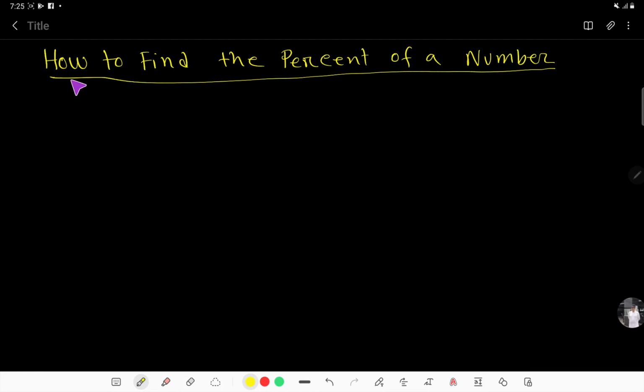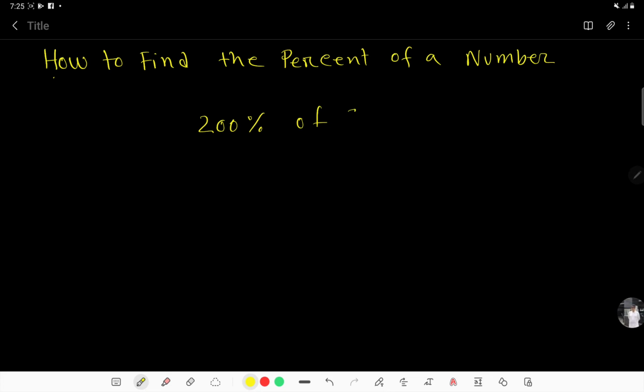From this video, you will learn how to find the percent of a number. Let's say you have to find out 200% of 35. So how to solve this problem? 35 is a number and you have to find the percentage, 200% of 35.